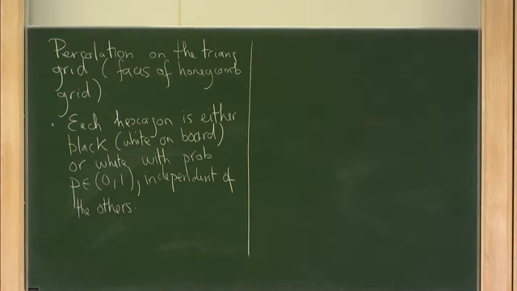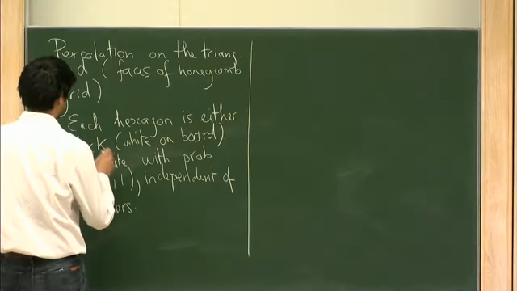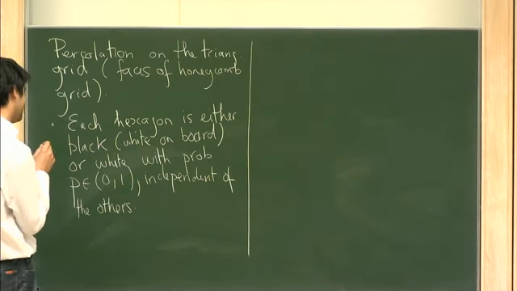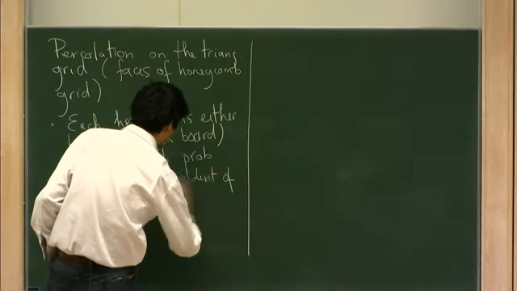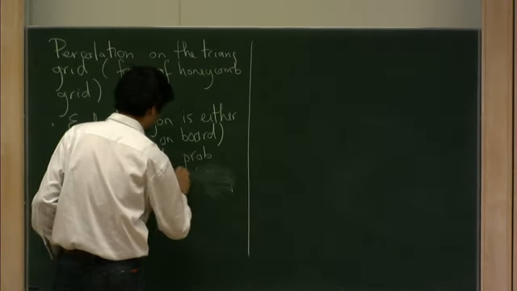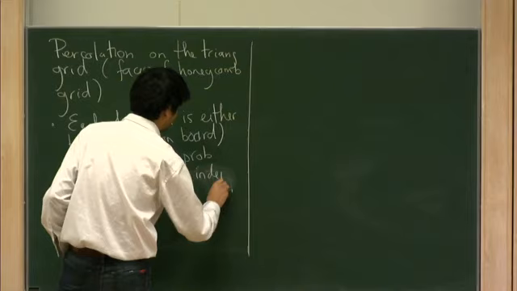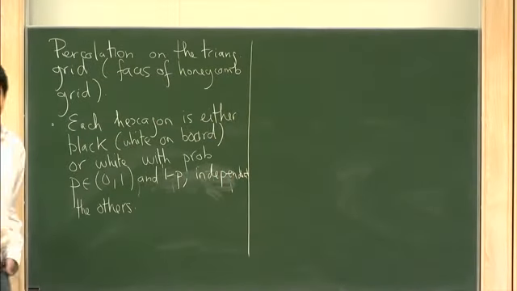Yes? Where's the probability of which event? Okay. So it's black with probability. Okay, thank you. So it's either black or white with probability p and 1 minus p, independent of the others. Okay? Thank you.